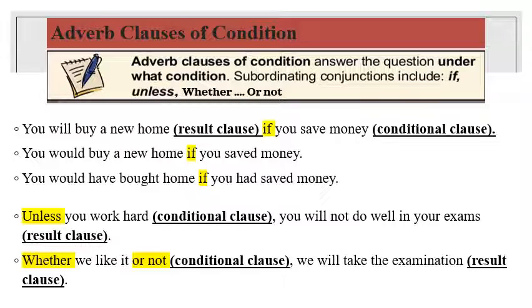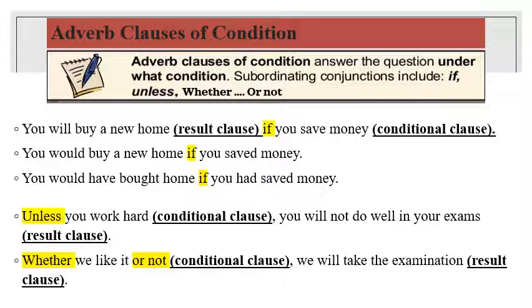All of you remember that the first one has the auxiliary will, and here if you save money is in the present. The next condition is you would buy a new home, with would instead of will, if you saved money, and the dependent clause is in the past. And the third condition, you would have bought, you would plus have plus the past participle, and this is in the main clause.